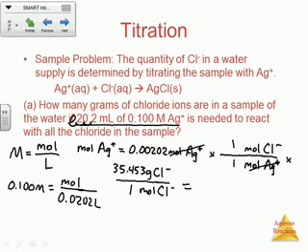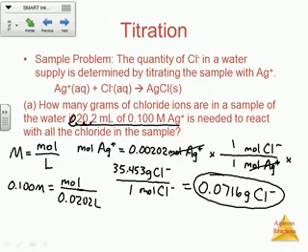And then when we calculate all this out, this ends up being 0.07, how many sig figs here? 3. 0.0716 grams of chloride ions in the sample of the water, okay? It doesn't even tell us how much water there is. It doesn't really matter. We don't need that to be able to figure this out, okay?